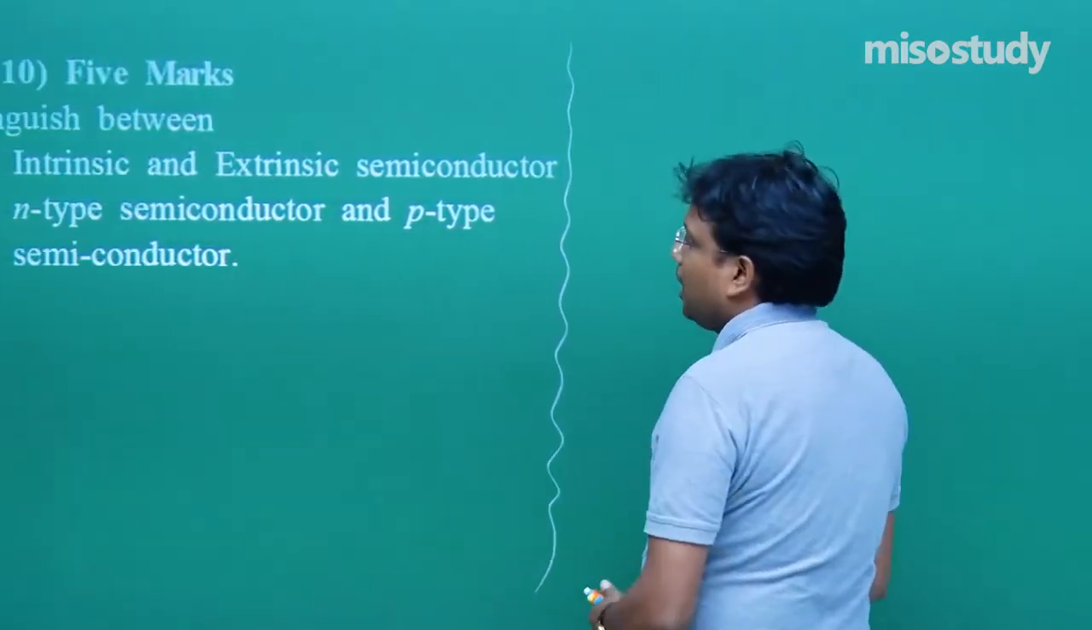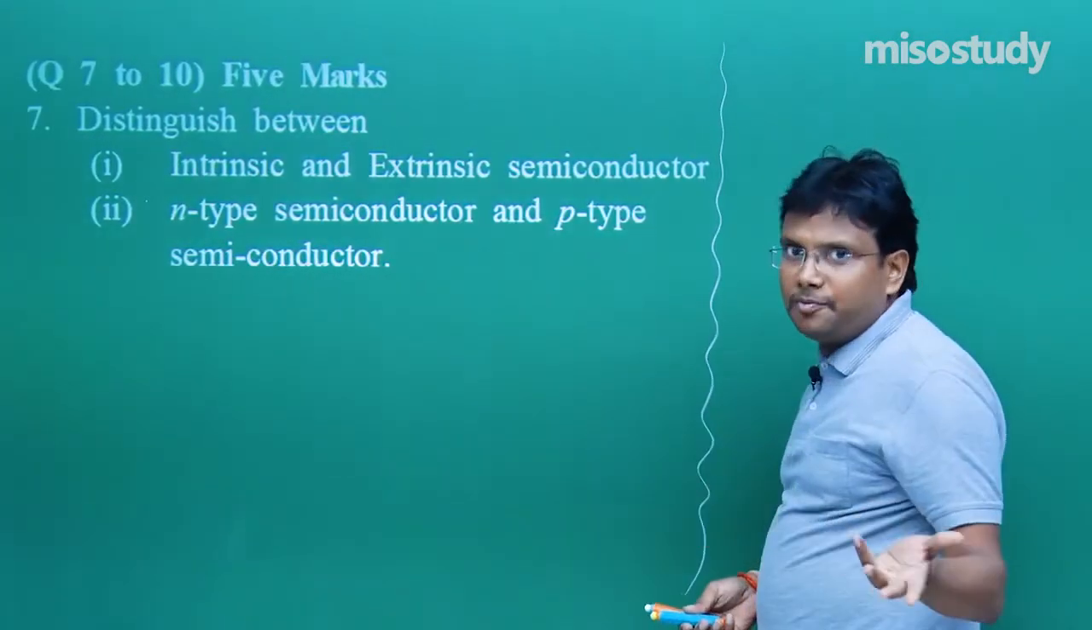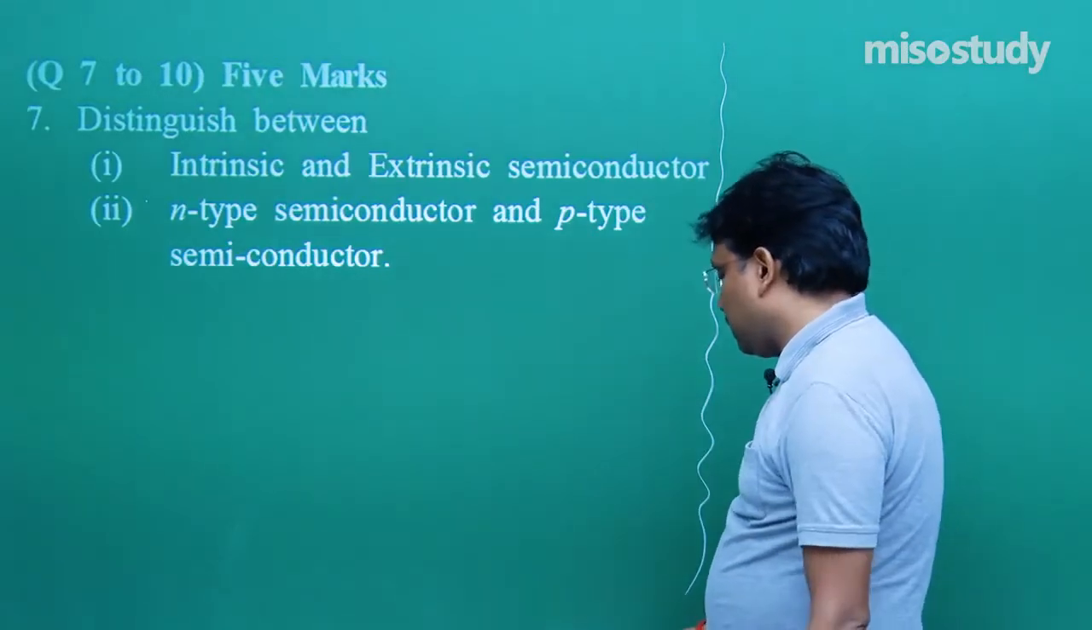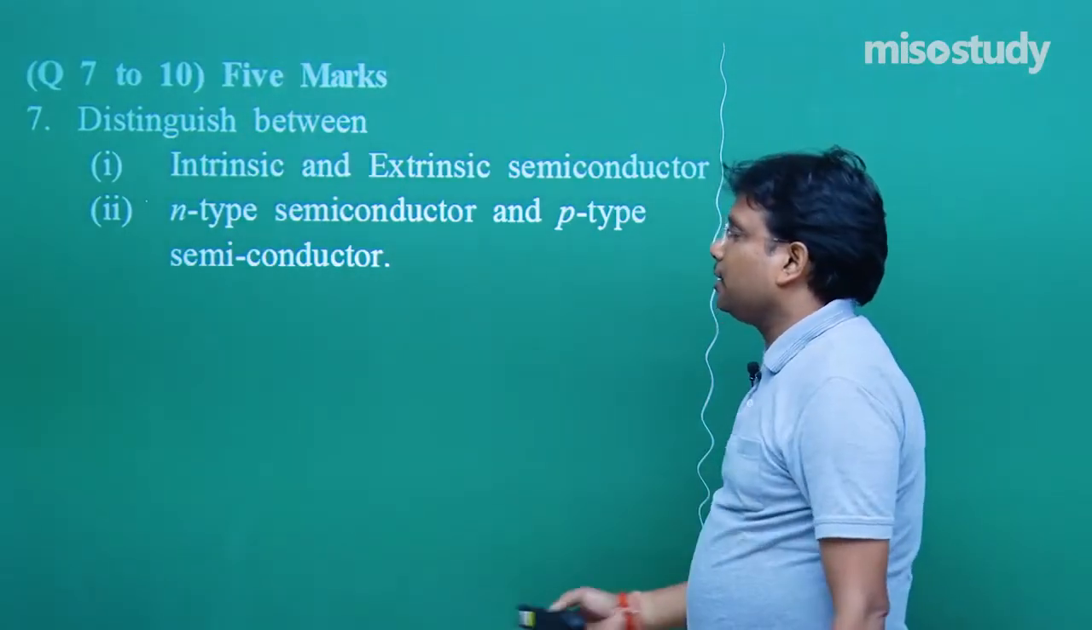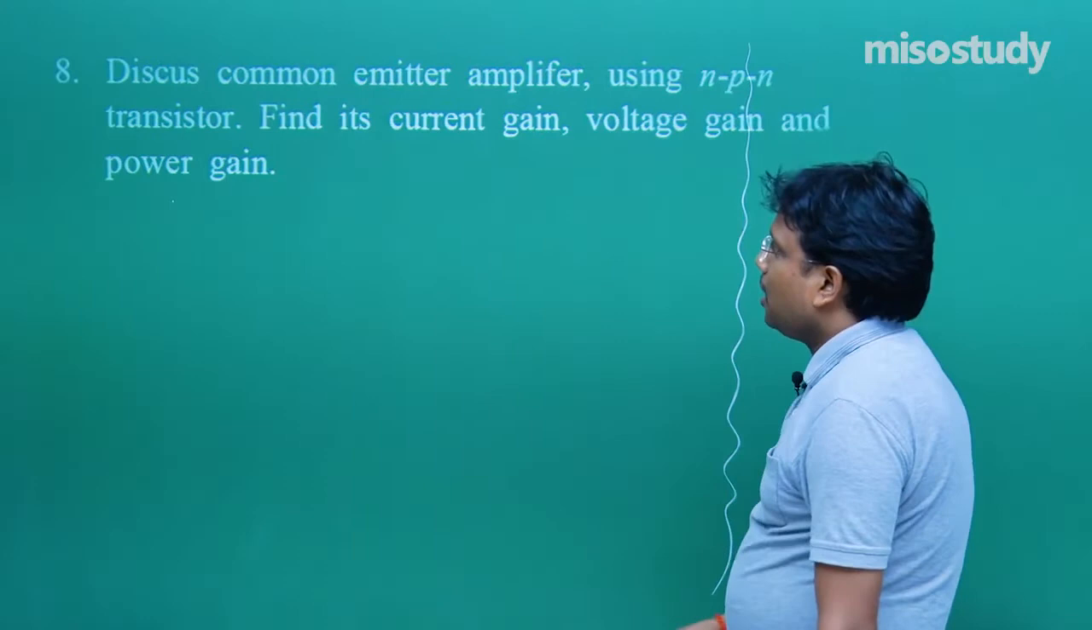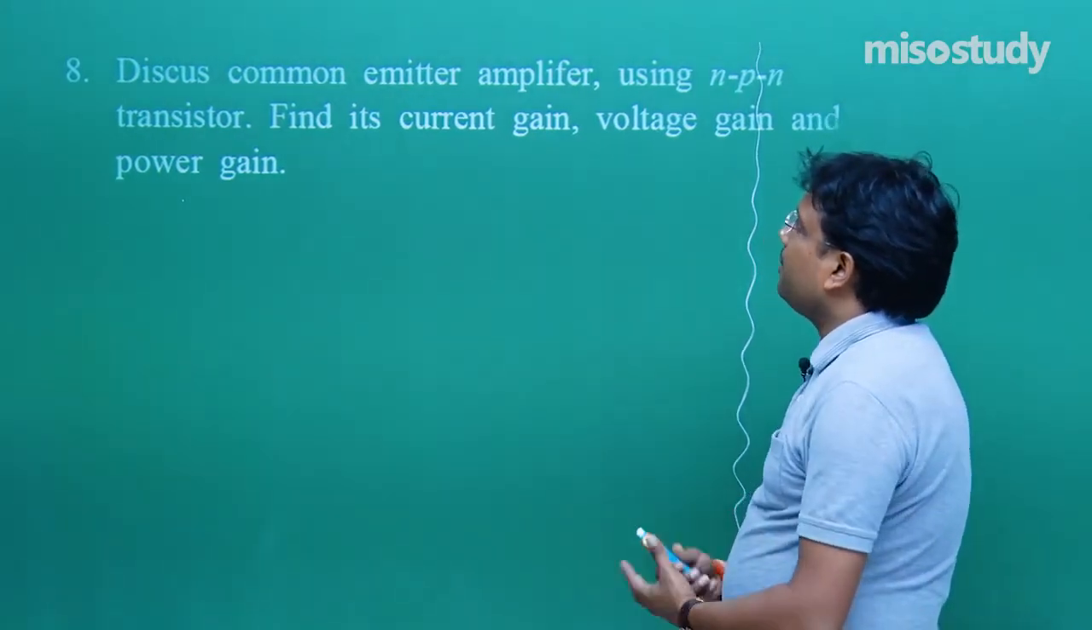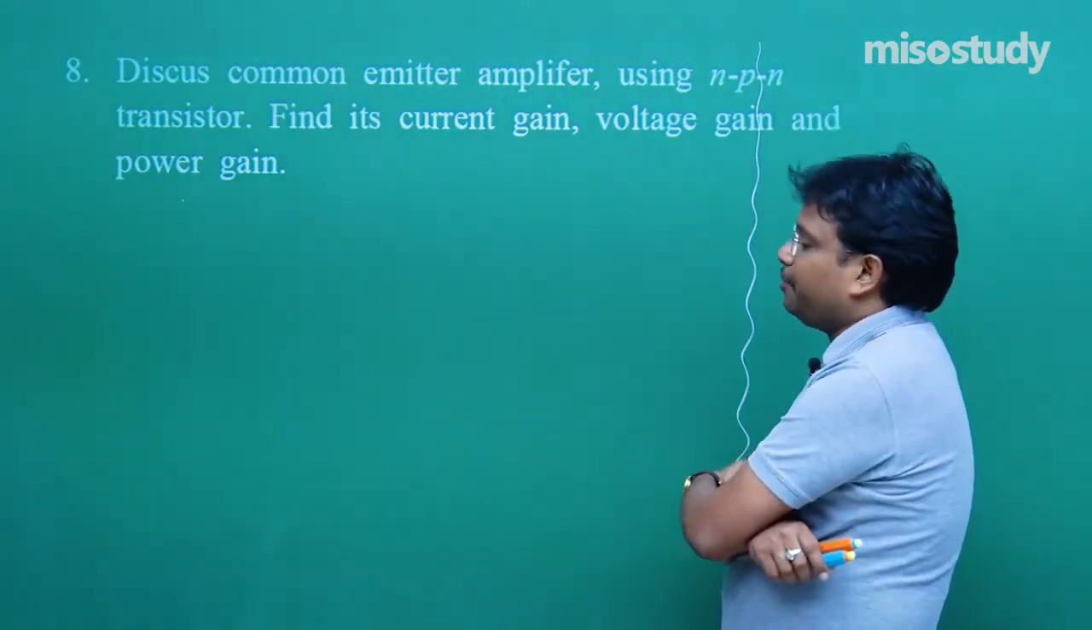Then comes n type and p type. I explained this, fine. By adding impurities you can create n type and p type. Now, discuss common emitter amplifier using NPN transistor.